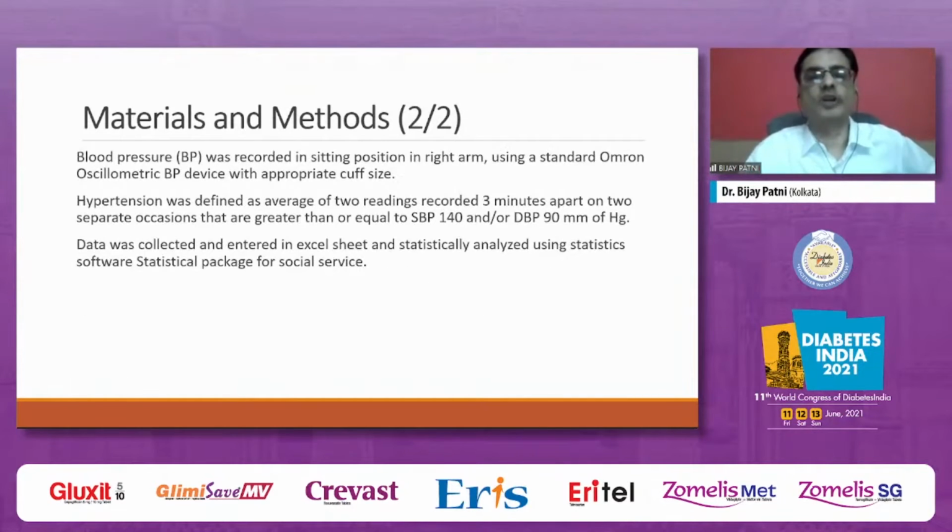So what we did was, blood pressure was recorded in sitting posture in the right arm using all the standard measuring tools, and we used a standard arm-down oscillometric BP device with appropriate cuff size. Hypertension was defined as the average of two readings recorded 3 minutes apart with a systolic blood pressure of 140 or more, or a diastolic blood pressure of 90 or more. The data was collected and entered in an Excel sheet and statistically analyzed using the Statistical Package for the Social Sciences.